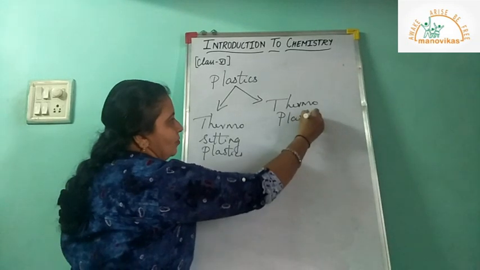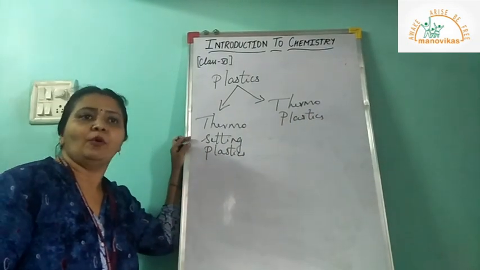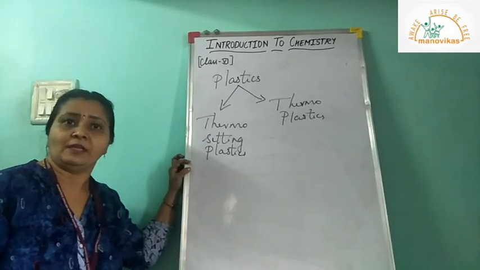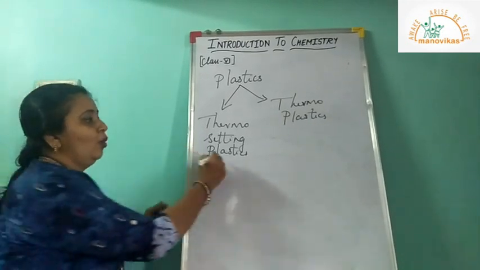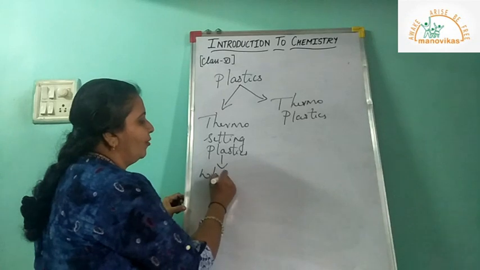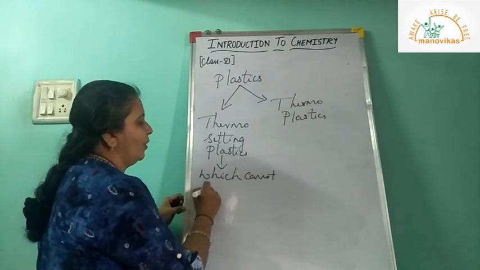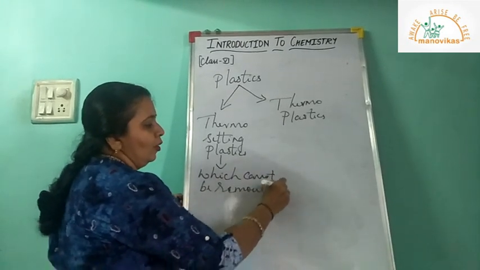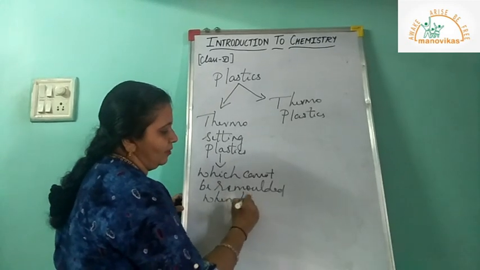Thermoplastics. Now let us see in detail what is thermosetting plastics. Thermosetting plastics are plastics which cannot be remolded on heating. Which cannot be remolded when heated.